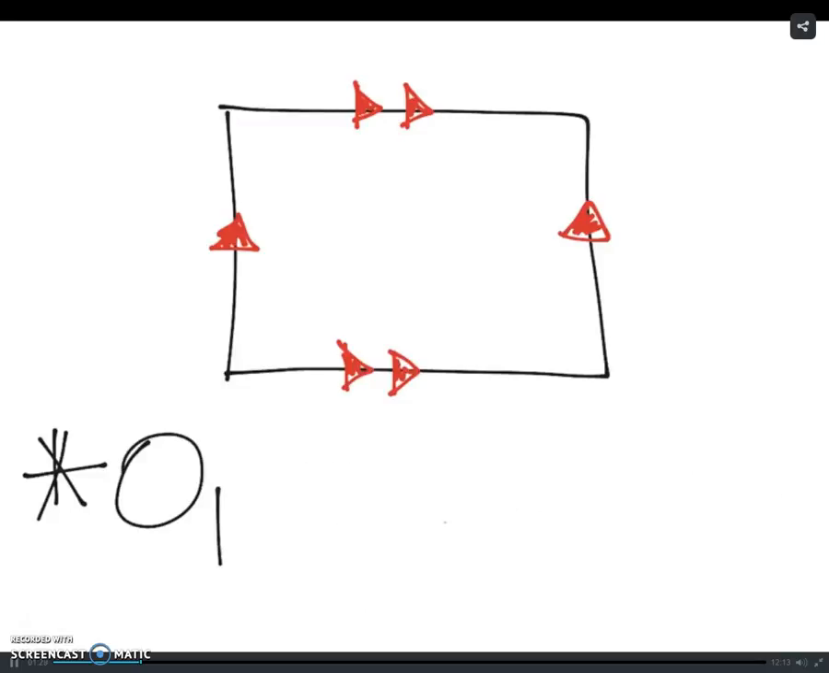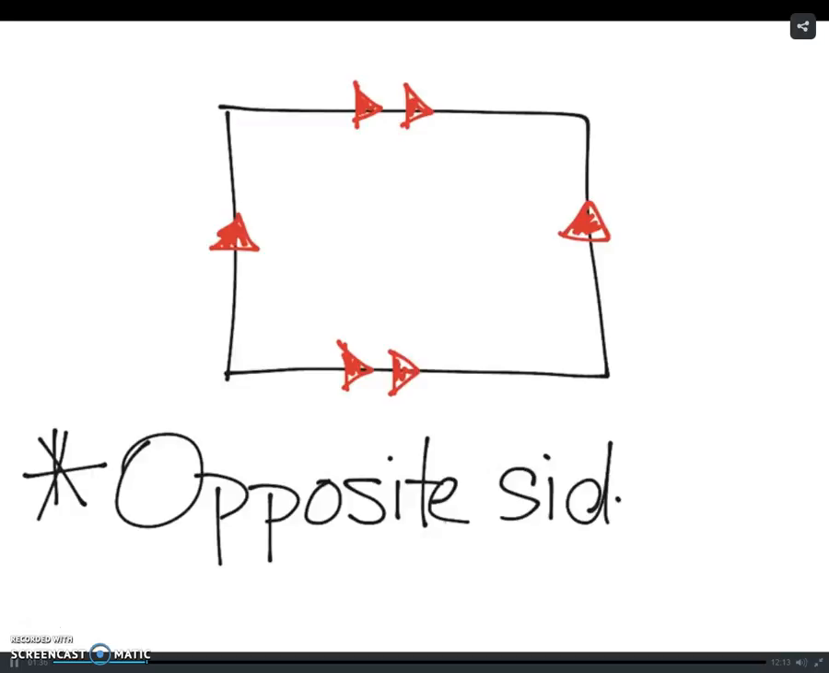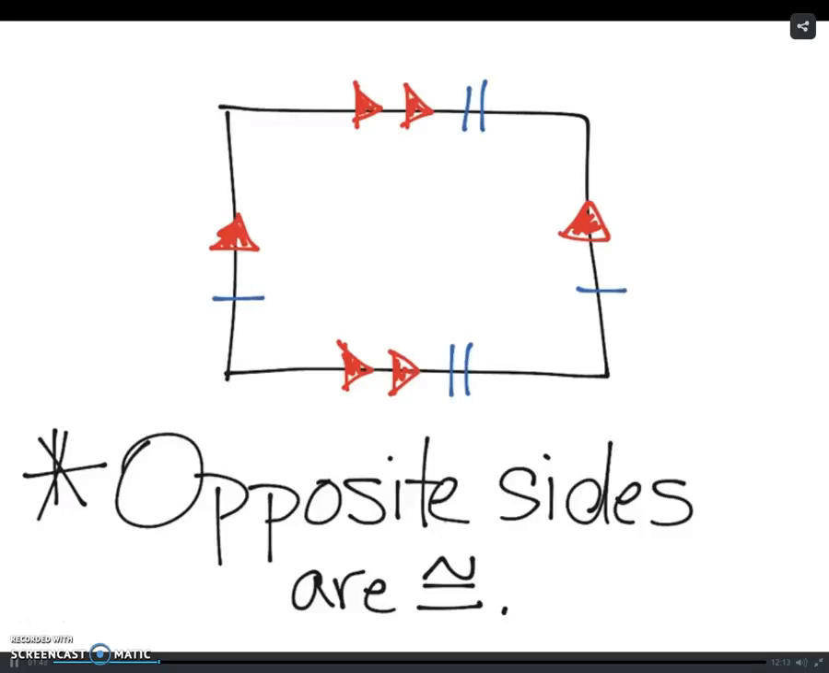Our next fact is going to be that opposite sides are congruent. So we're still talking about sides here, and this time we're saying that they are congruent. Remember that we can mark that on our picture using the little tick marks. So remember that the sides with the same number of tick marks are congruent. So the left and the right, again, are congruent, and the top and the bottom are congruent.